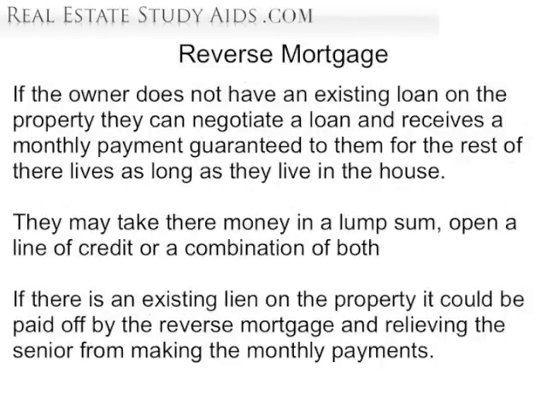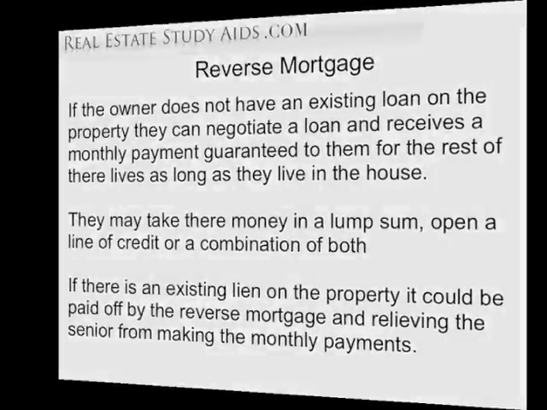If the owner does not have an existing loan on the property, they can negotiate a loan and receive a monthly payment guaranteed to them for the rest of their lives as long as they live in the house. They may take their money in a lump sum or open a line of credit, or a combination of both. If there is an existing lien on the property, it could be paid off by the reverse mortgage, relieving the senior from making the monthly payments.